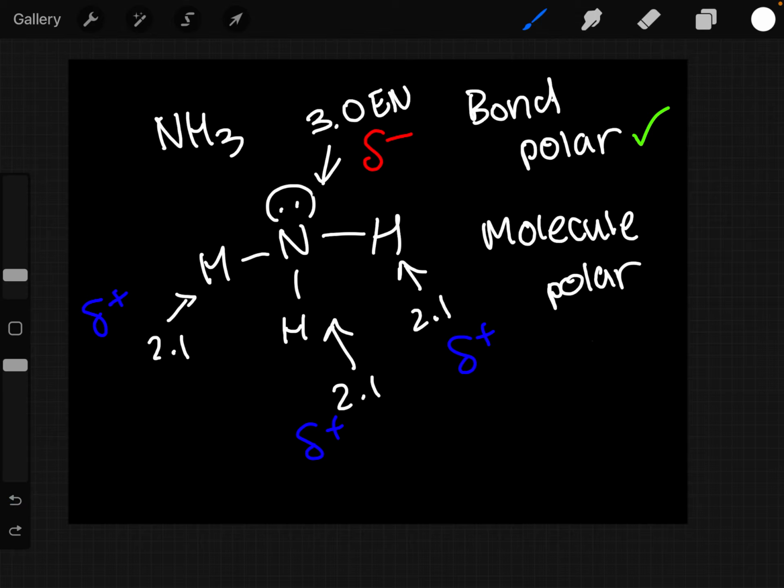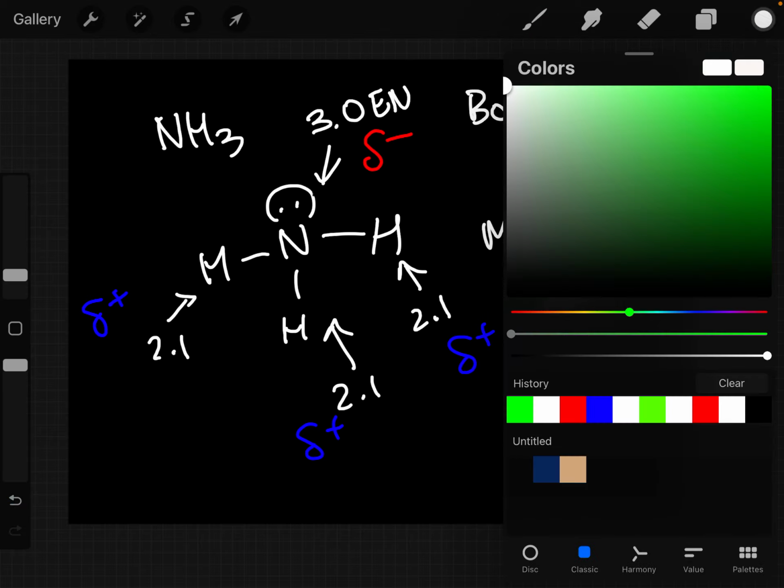we know that this is a polar molecule. Check.